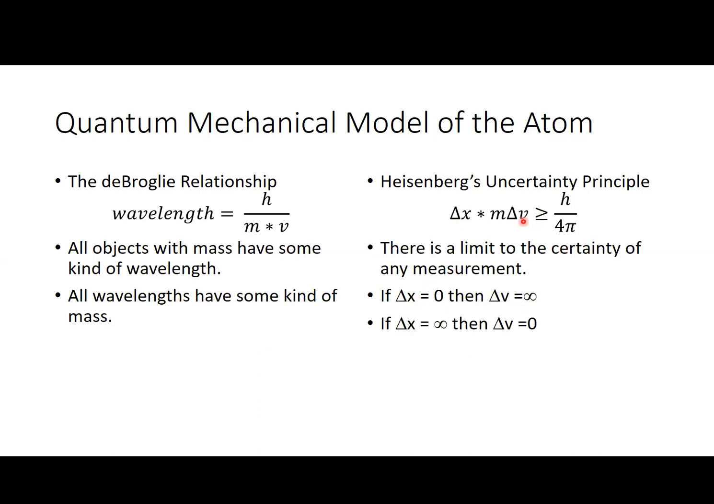Conversely, if I know this really well, I know where I'm going, I have no idea where I am. So there's a limit to how much I can know both of these things at the same time. I will always have some amount of uncertainty in both of these simultaneously. And because we have to deal with uncertainty, we need to think of a way to deal with how electrons are moving around.